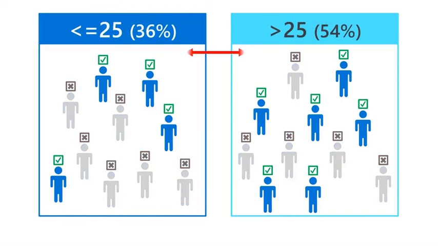Let's say we find that the model predicts that 36% of applicants aged 25 or younger will repay a loan, but it predicts successful repayments for 54% of applicants aged over 25. There's a disparity in predictions of 18%. At first glance, this comparison seems to confirm that there's bias in the model that discriminates against younger applicants.